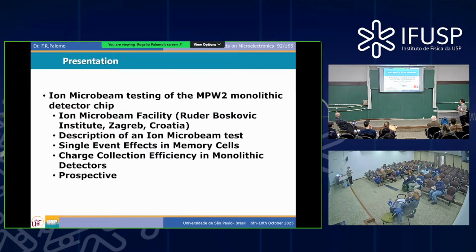It was 2021, during the pandemic. Basically, we made several experiments on single event effects in memory cells, because in that chip we put not only a detector matrix, but also memory cells, to test the memory cells we need for signal conditioning in the real matrix. So it was a test chip, with very interesting results that kept us working for a couple of years.